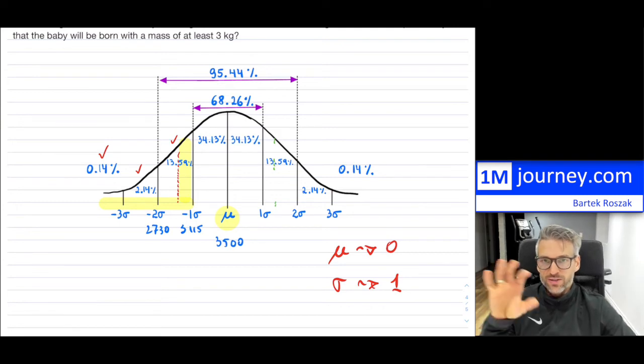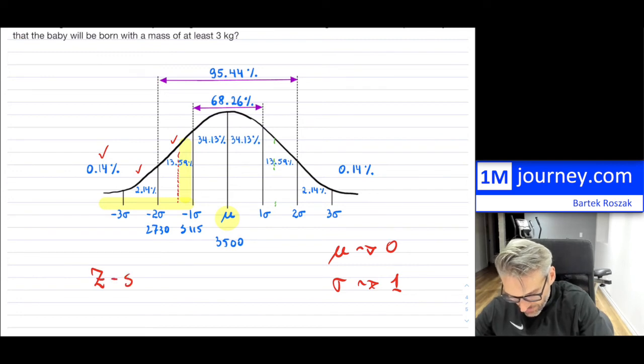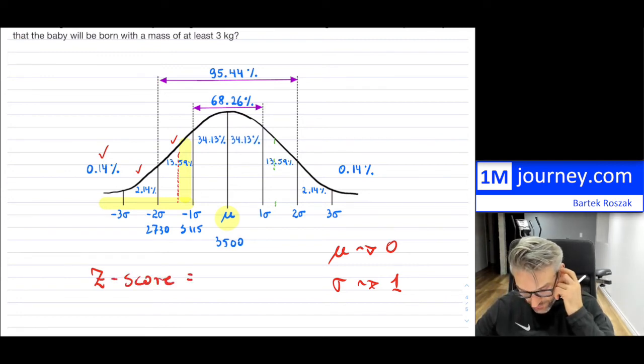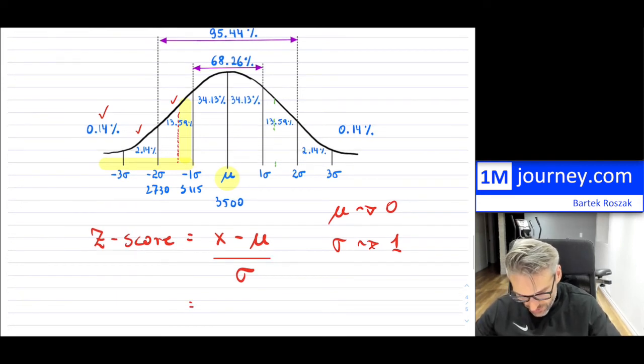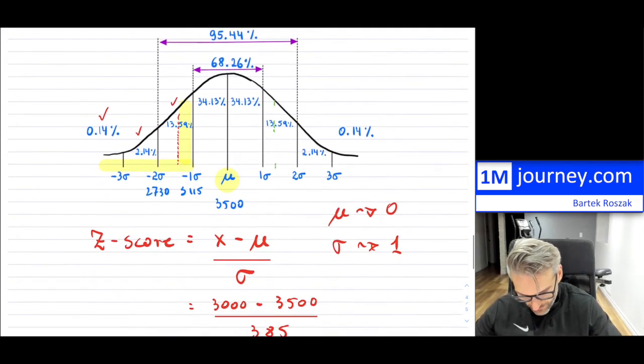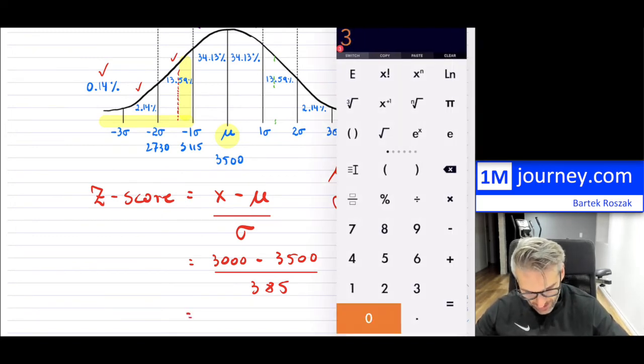But when you are doing this transformation, in the computation of z-scores, it's actually nice. So our z-score would be whatever value you're looking for, minus your mean. This is how many standard deviations we are away. So for this one, we have 3000 minus the mean, which is 3500, and then the standard deviation is 385, right? Okay, so let's calculate what this is, and then how to use and what to do with this z-score.